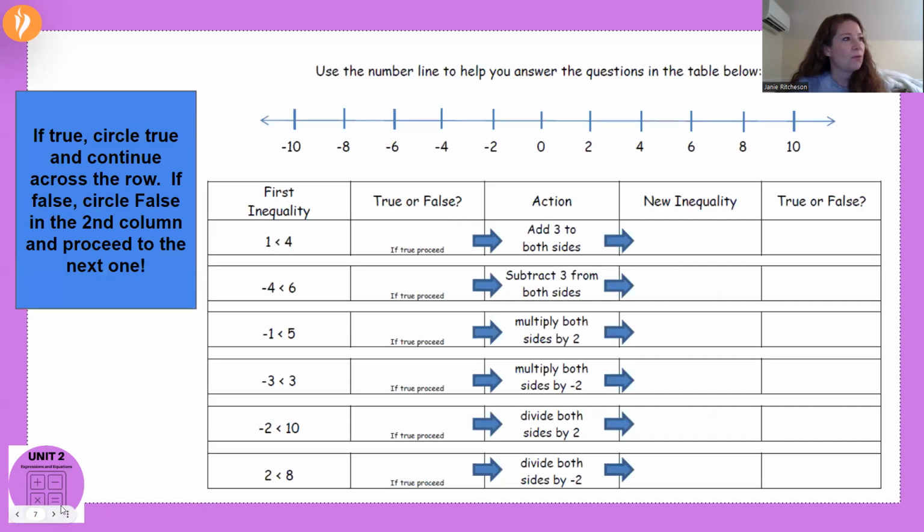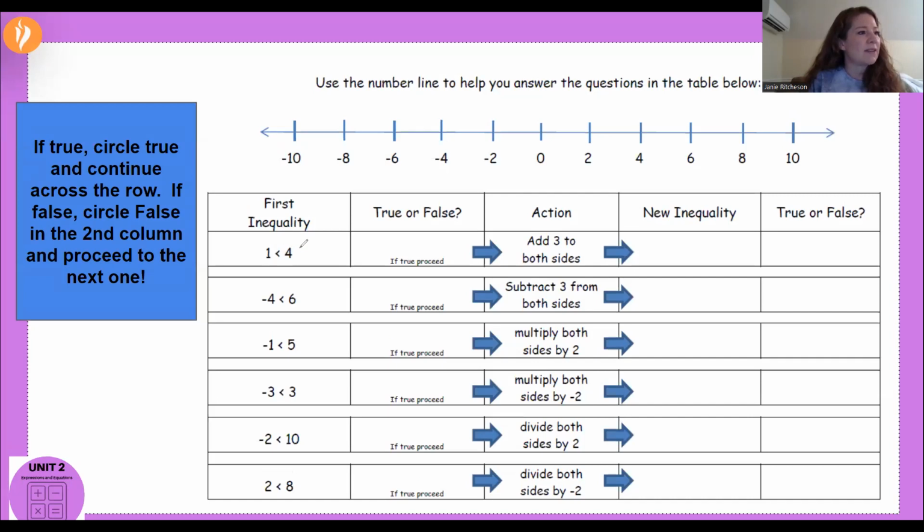All right, so here we have a chart. It says, if true, circle true and continue across the row. If false, circle false in the second column and proceed to the next one. So you guys pause the video and give this a try and then come back to the video and see if you were right. All right, so the first inequality, 1 is less than 4.